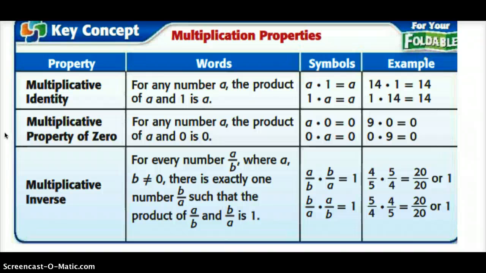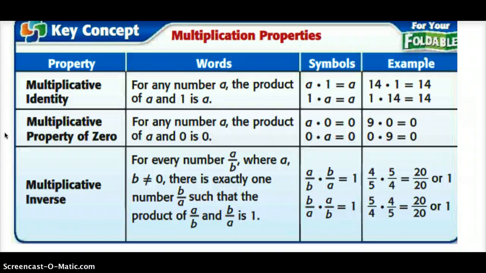Now, multiplicative property of 0 says that if you multiply something by 0, then the result is going to be 0. So anything you multiply by 0 will end up with a result of 0. So if you have the number 20 and you multiply it by 0, it's going to end up equaling 0. So with this multiplicative property of 0, just think about you're going to end up with your answer being 0.